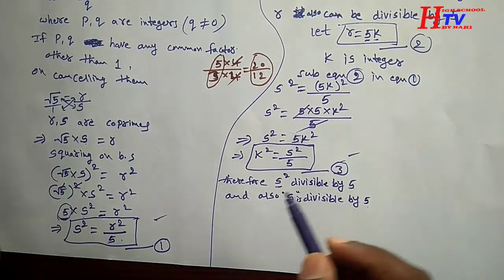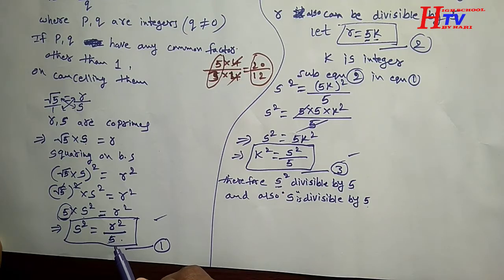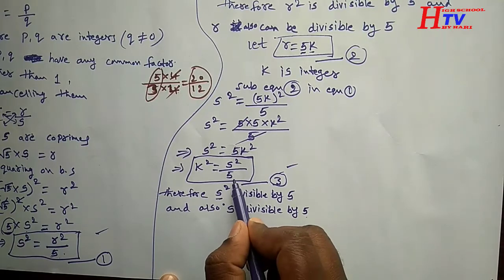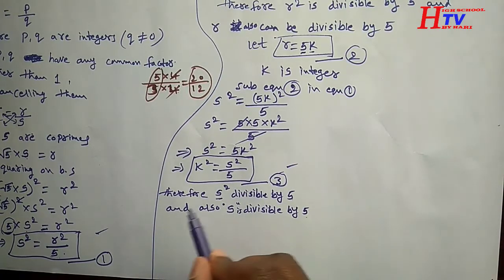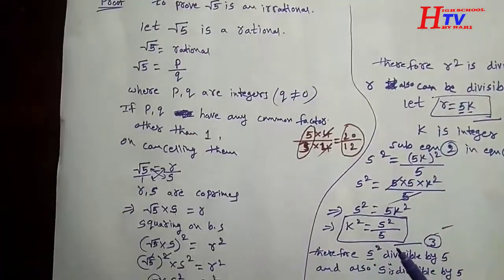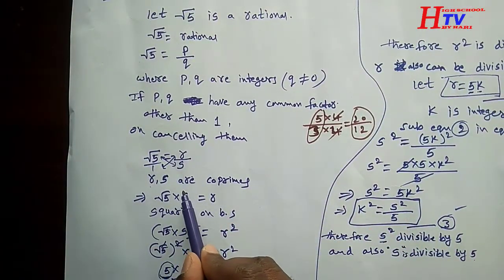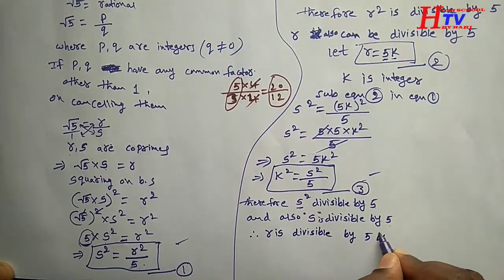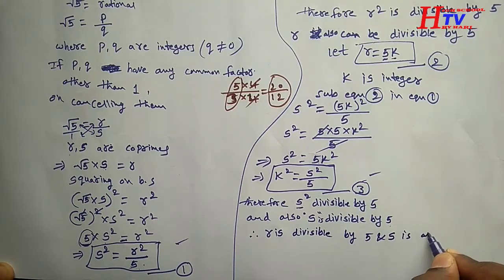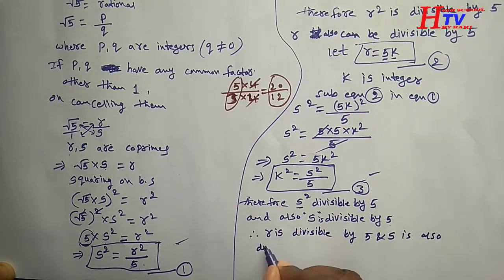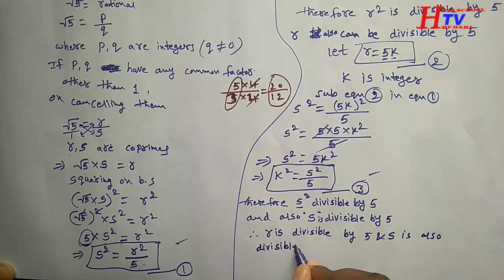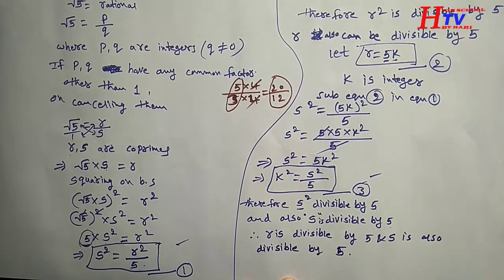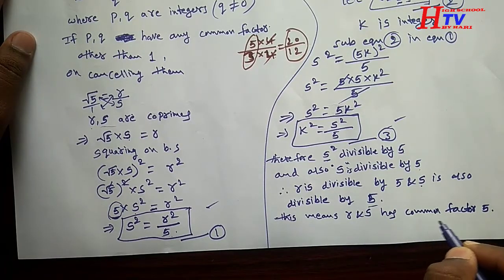From equations 1 and 3, r square is divisible by 5 and r is divisible by 5. From equation 3, s square is divisible by 5 and s is divisible by 5. What are r and s? r and s are co-primes. They do not have any common prime factors. But r is divisible by 5 and s is also divisible by 5. This means r and s have a common factor 5.